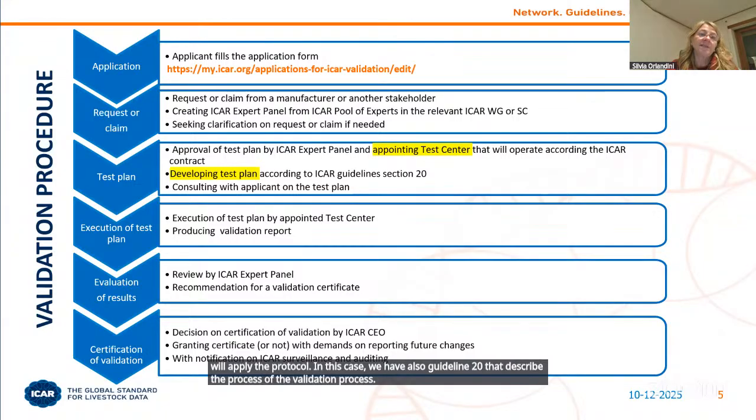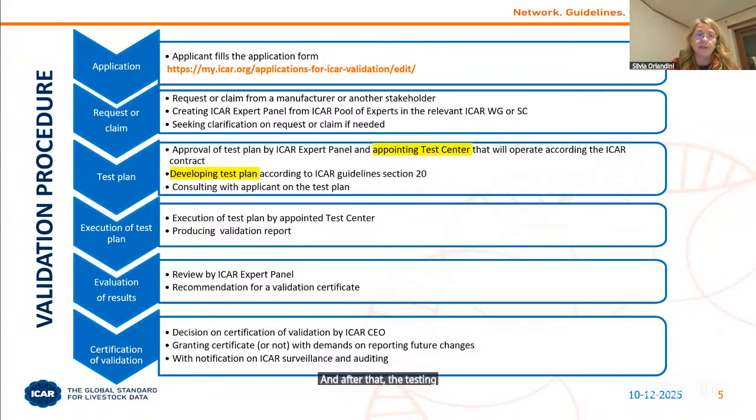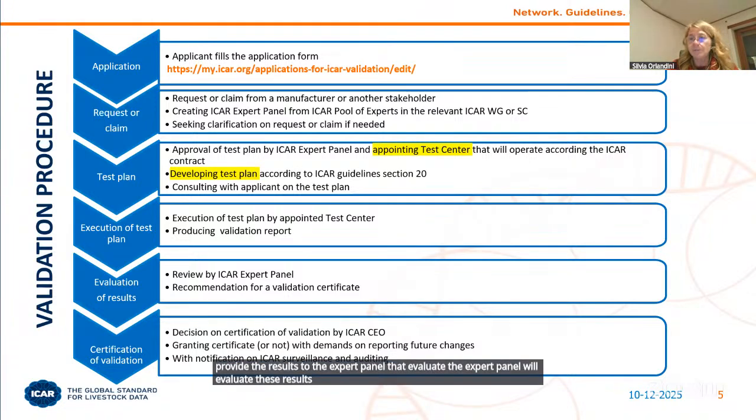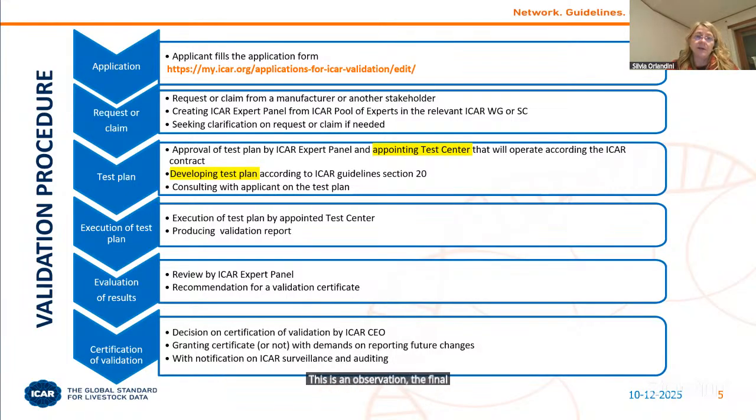And after the testing center has conducted the study, it provides the results to the expert panel, which will evaluate these results and will recommend or not the validation certificate. The final decision of certification is taken by the ICAR CEO, and we will grant the certificates, and also we will ask to have a surveillance and auditing over time of the certified device.